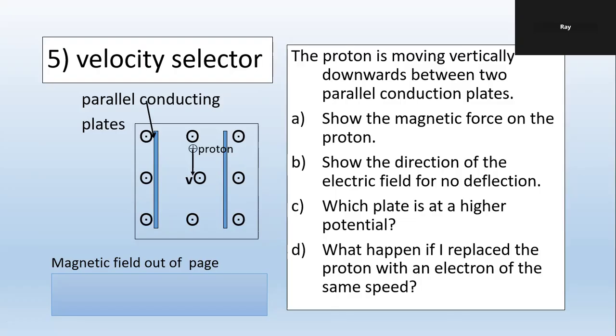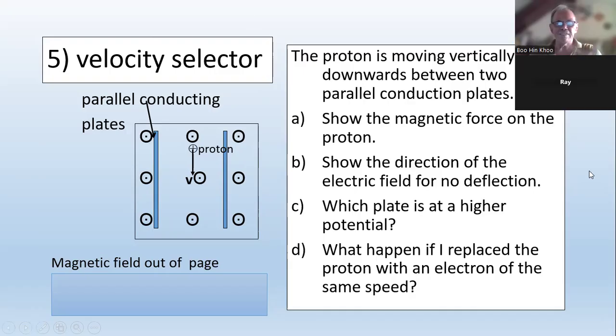Is it down? You're supposed to tell me using Fleming's left-hand rule. Okay, the field is coming out, the current is perpendicular, coming down. So where's the force? You've got coming out, you've got coming down, so the force is either left or right only.